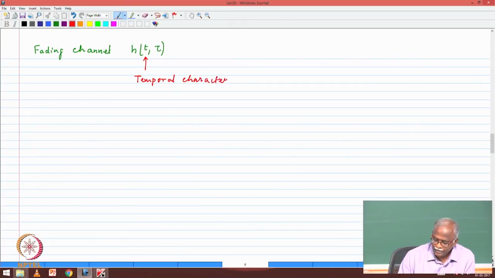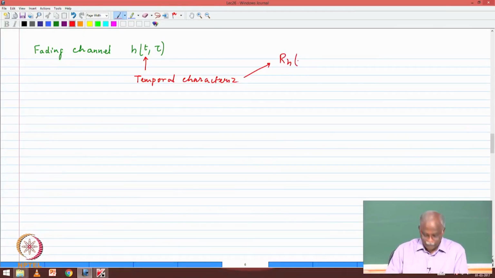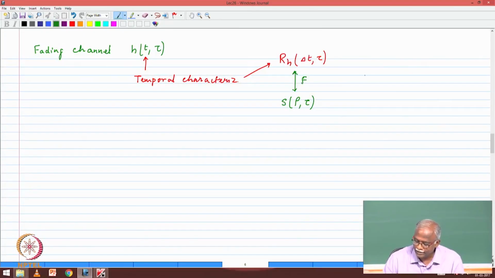And the temporal characterizations that we have done so far are to get the autocorrelation of the time variation. We showed that it is a wide sense stationary process, does not depend on the time itself, but on the time difference, RH of tau. And if we did a Fourier transform of this, we will get S of rho comma tau. This is the Fourier transform, and the transformation variables are delta t to rho. Okay, that's so far, that's the extent to which we have obtained.